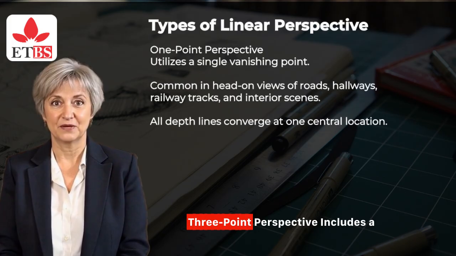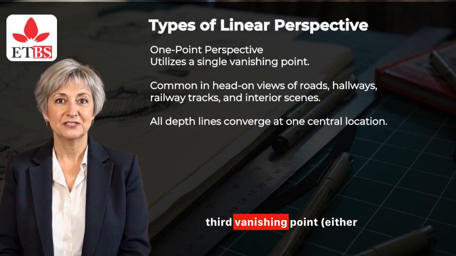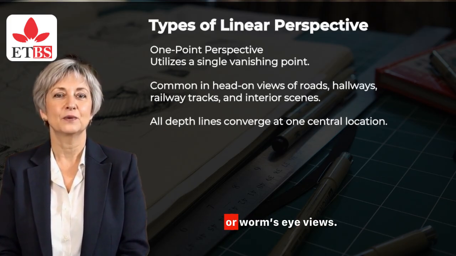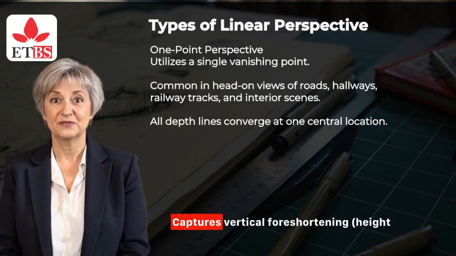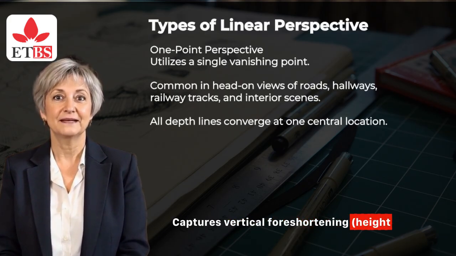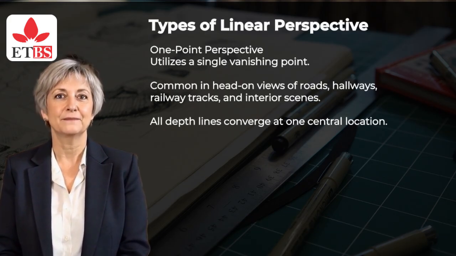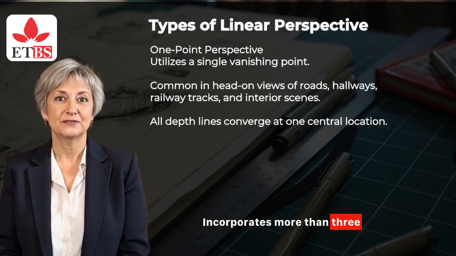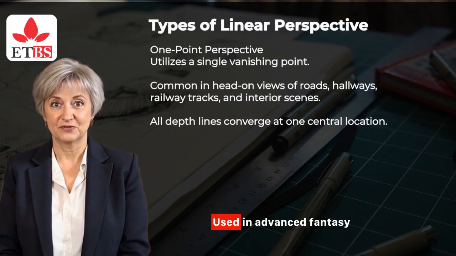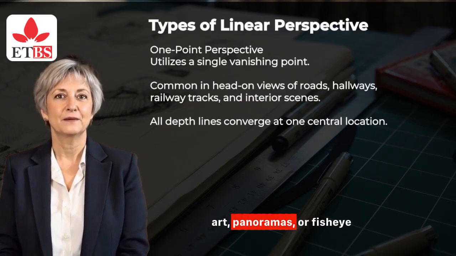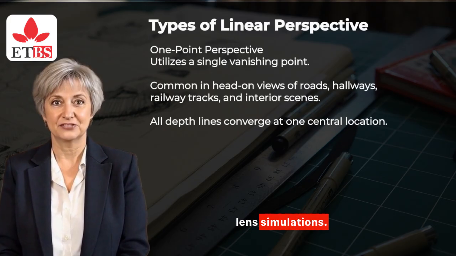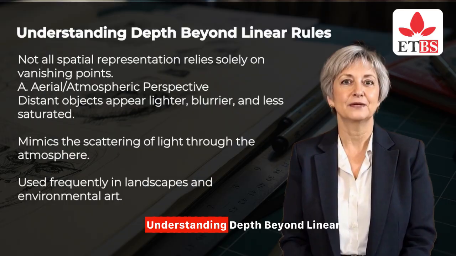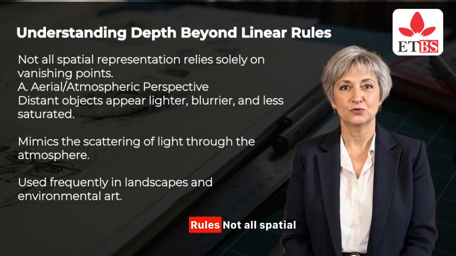C. Three-point perspective includes a third vanishing point, either above or below, suitable for bird's eye or worm's eye views. It captures vertical foreshortening and height depth. D. Multi-point, or curvilinear, perspective incorporates more than three vanishing points. Used in advanced fantasy art, panoramas, or fisheye lens simulations, it demands strong spatial reasoning and freehand control.